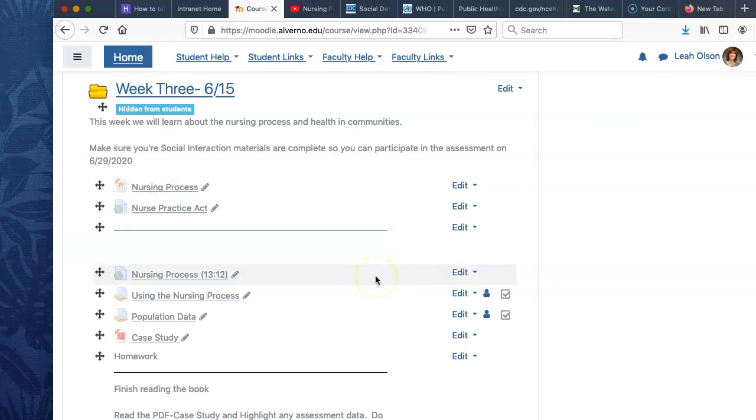All right, so in week 3, we're going to talk a little bit about the nursing process and the Nurse Practice Act, and a little bit about population data. I know last week we looked at all these websites, or a few anyways, the World Health Organization and the CDC, and we're going to look at those again this week in your population data worksheet.